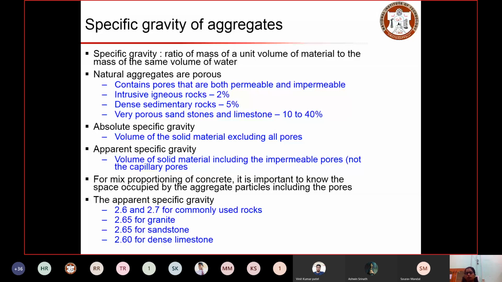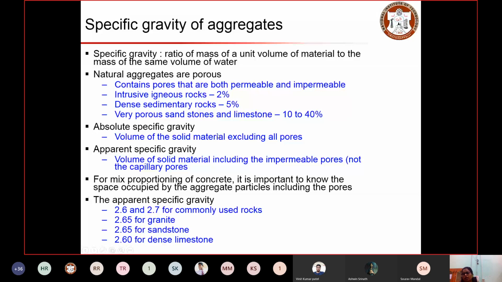And for mix proportioning, out of these two, we take apparent specific gravity, because as I said, it is not possible to get the volume of aggregates alone, excluding pores. Also, when we place these aggregates in concrete, it contains both aggregates and pores. So in such cases, it is important to use apparent specific gravity for designing the mix proportioning of concrete.